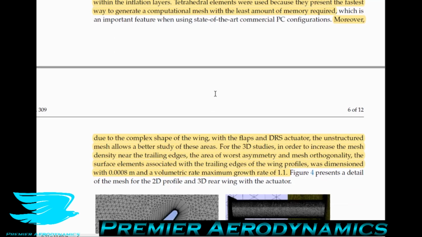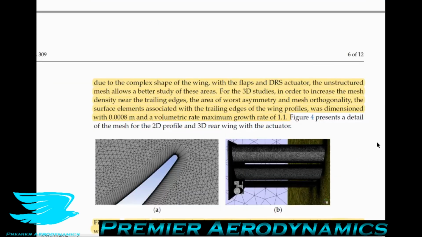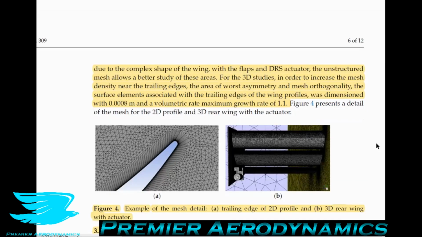Moreover, I digress. Due to the complex shape of the wings, with the flaps and the drag reduction actuator, the unstructured mesh allows a better study of these areas. Why is that? It is because these unstructured meshes can mold themselves to the geometry better, and they can also handle more complex flows. For the 3D studies, in order to increase the mesh density near the trailing edges, the areas of worst asymmetry and mesh orthogonality, the surface elements associated with the trailing edge of the wing profiles were dimensioned with 0.0008 meters with a volumetric maximum growth rate of 1.1.